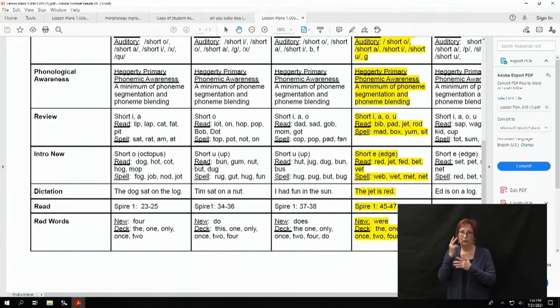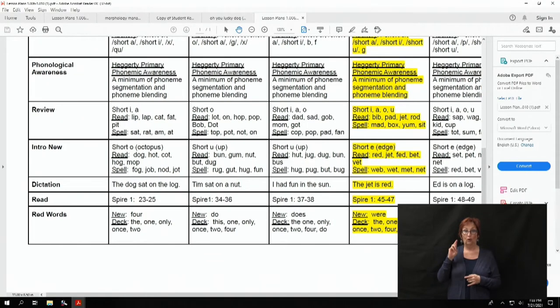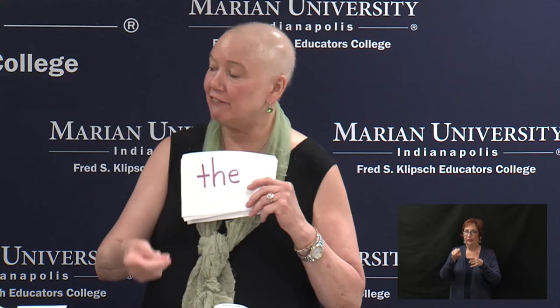Okay, I had a Zoom question. In this particular lesson that you saw yesterday, the red word "were" was being introduced, which I just did. And then the question was, do you go through the known red word deck? Yes. So you'll notice it says deck: the, one, only, once, two, four, do, and does. So I just keep making these cards. I keep adding to them. And then at the end, after I've introduced the new word, I just put these words down and they read them. Let's go, Christy.